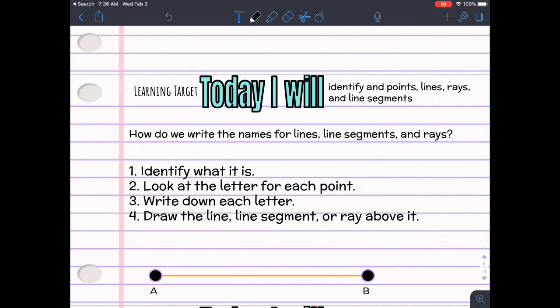First, you have to look and see what it is. Is it a ray? Is it a line? Is it a line segment? This is a line segment. Look at the letters for each point. So I have A and B. So now I'm going to write down each letter. A, B. Okay? We're going to draw the line segment, or ray, above it. So since I have a line segment, I'm going to draw a little line segment above it. This tells me that I'm looking at a line segment, A, B.